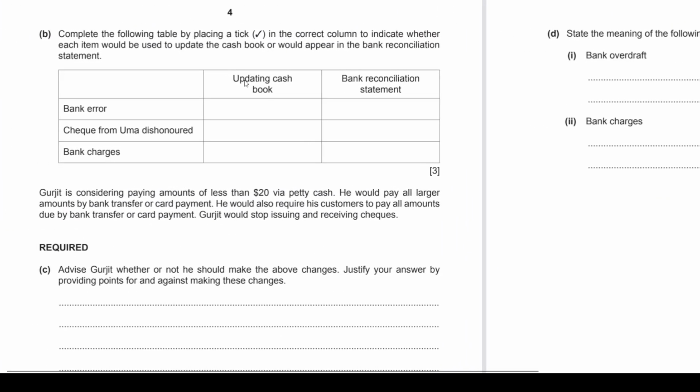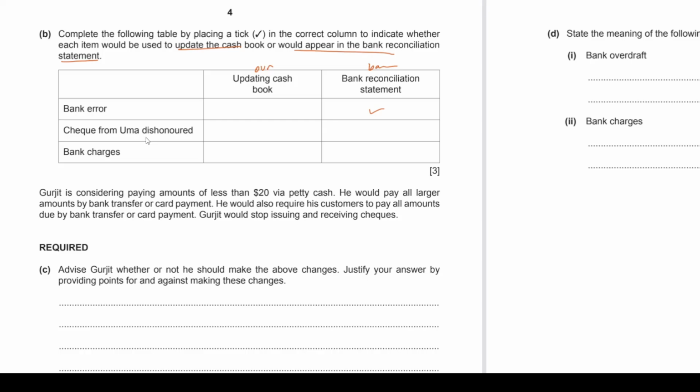Complete the following table by placing tick in the correct column to indicate whether each item would be used to update cash book or would appear in bank reconciliation statement. Okay, let's see, bank error. Now, if it's a bank error, then it has nothing to do with our records. So that's our records and that's bank's records. Bank error, which is quite rare these days, but if it happens, we need to fix the bank statement balance, so BRS needs to be updated.